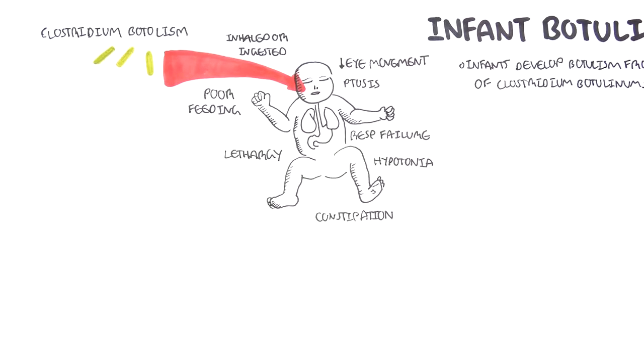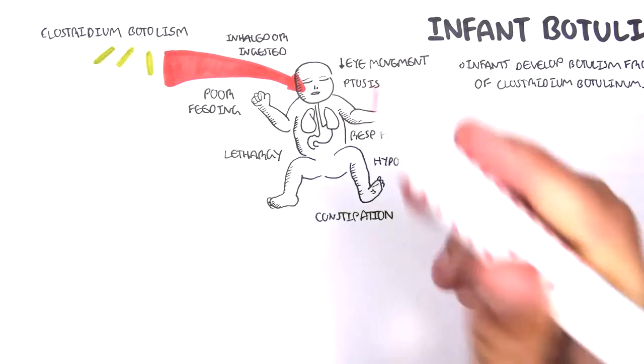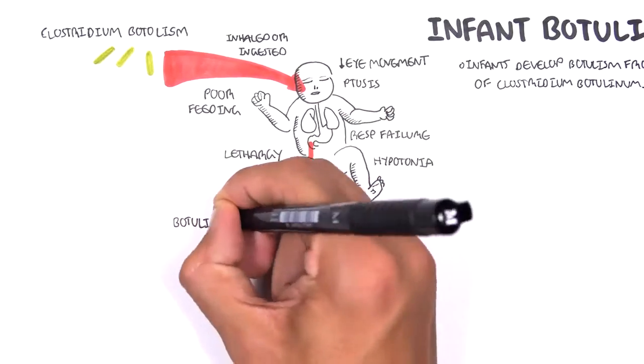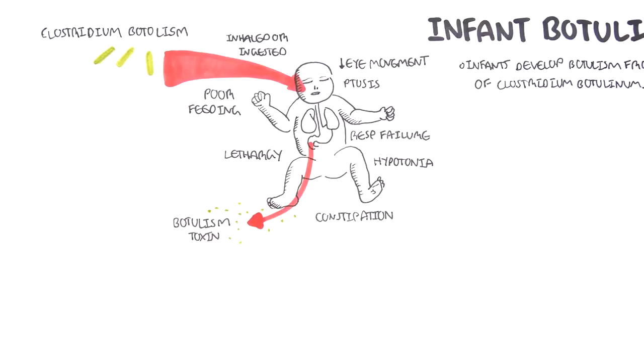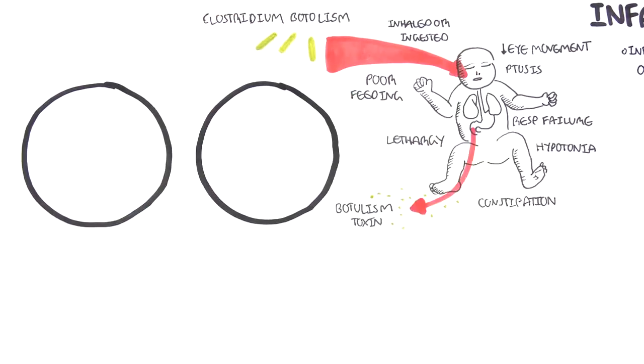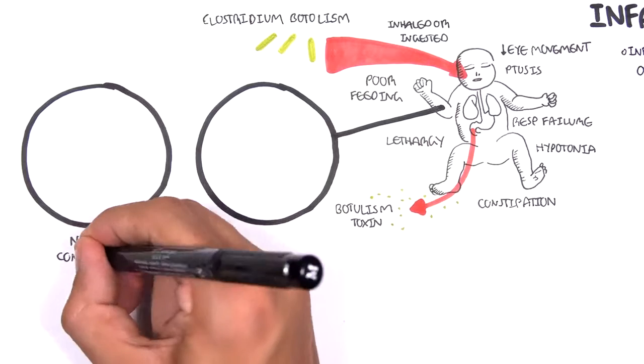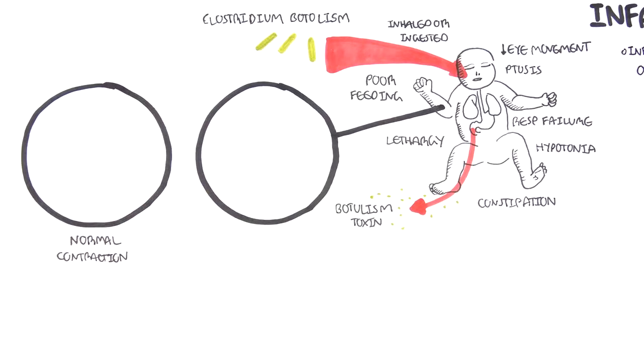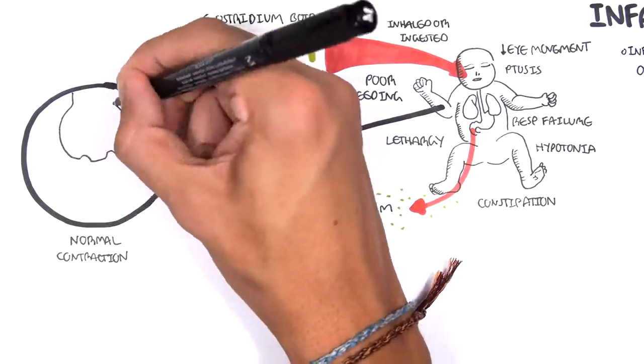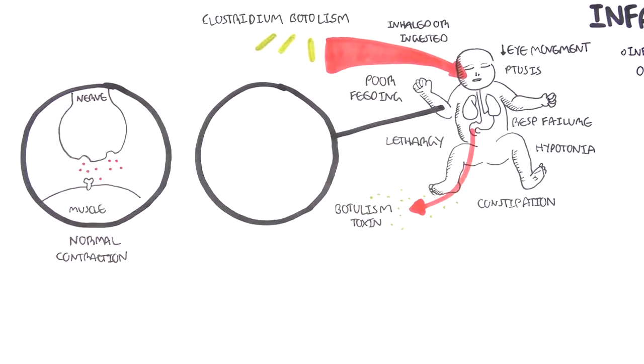The signs and symptoms actually arise when the bacteria produces the botulism toxin in the gastrointestinal tract, and this causes neuromuscular junction dysfunction, which leads to the poor muscular control and muscular movement. So when a muscle normally contracts, the nerves that supply the muscle release a neurotransmitter called acetylcholine in the synaptic cleft. The acetylcholine will then bind onto receptors on the muscle cells, causing the muscle to contract.